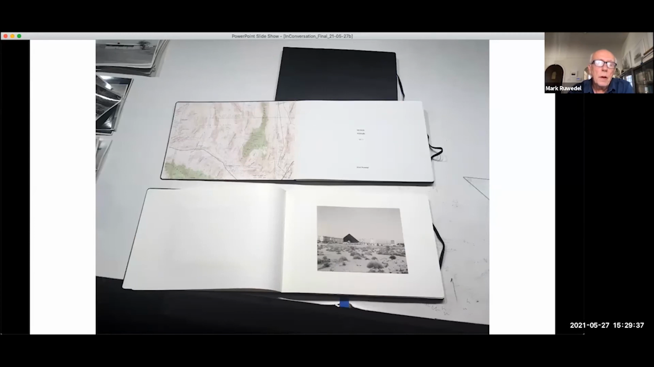Even before that time, I was really interested, and still am, in the idea that a photograph is both an image and an object. And I've always really stressed the physical qualities of what I make. So I thought that was worth mentioning.